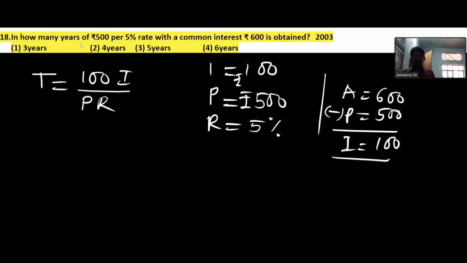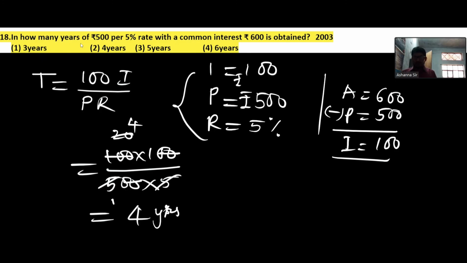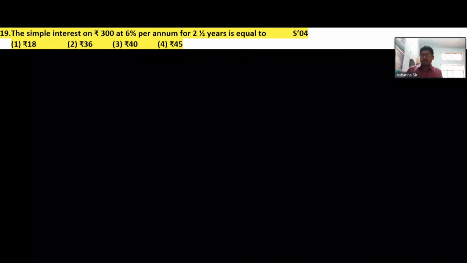So interest 100 rupees. Now we have to substitute these values in this formula: 100 into 100 by 500 into 5. 2 zeros, 5 twenties, 5 ones, 5 fours. In 4 years, you will get 600 rupees. So this is the time. Option 2.